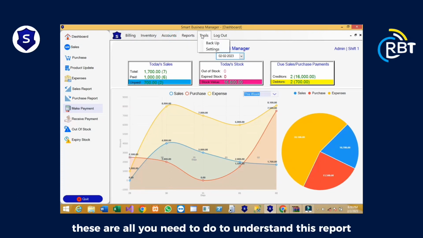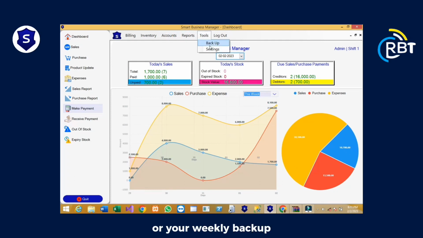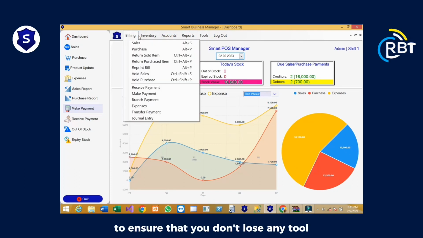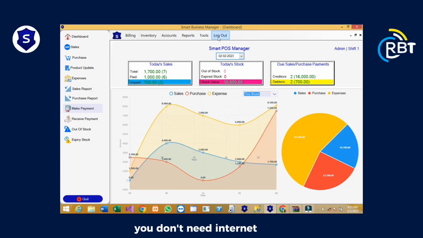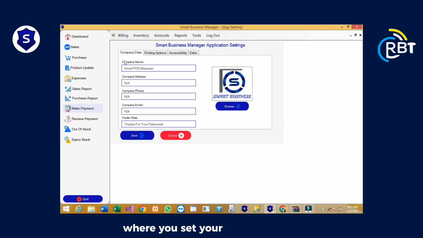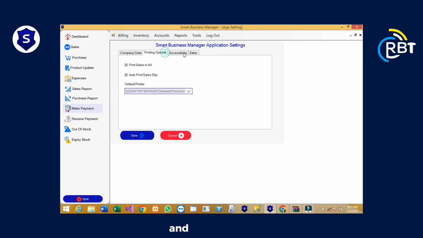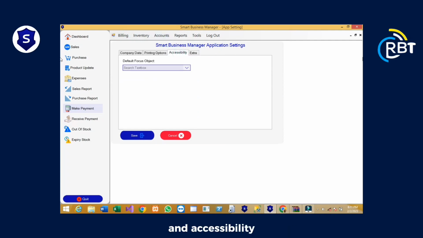Understand these reports. This is a tool where you do your daily backup or your weekly backup to ensure that you don't lose any data. That is why I said you don't need internet again, because you are backing up your system, and the system will remind you every time to do your backup, right? You don't need to worry about that. This is settings, where you set your company data and your printer and accessibility and all of that.